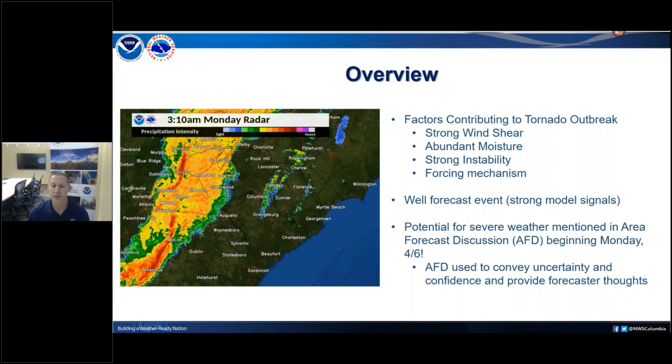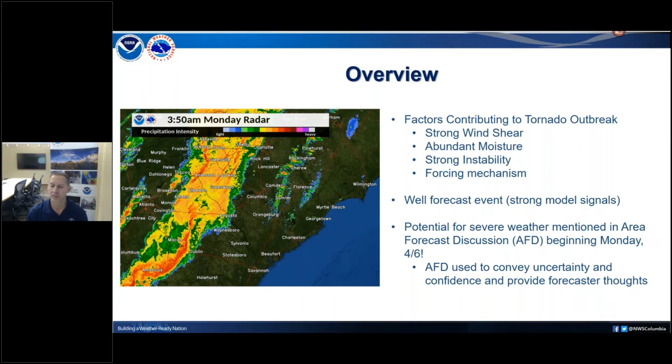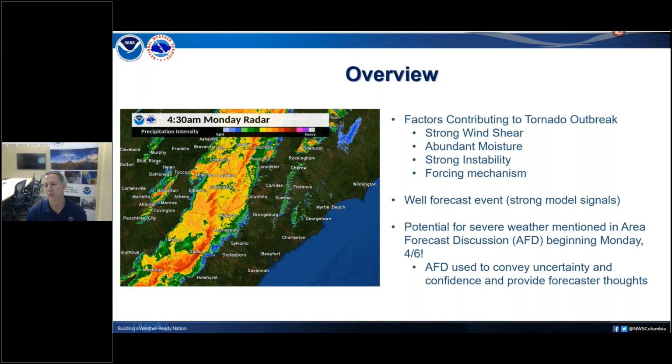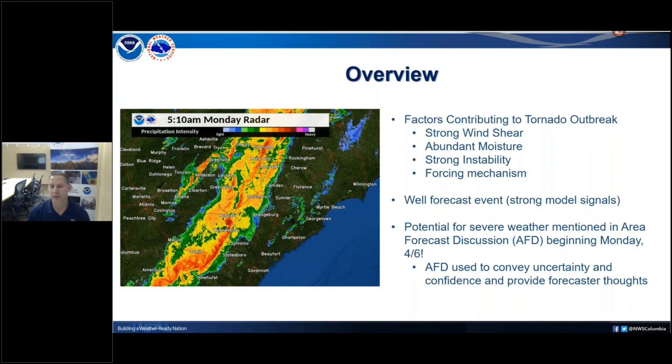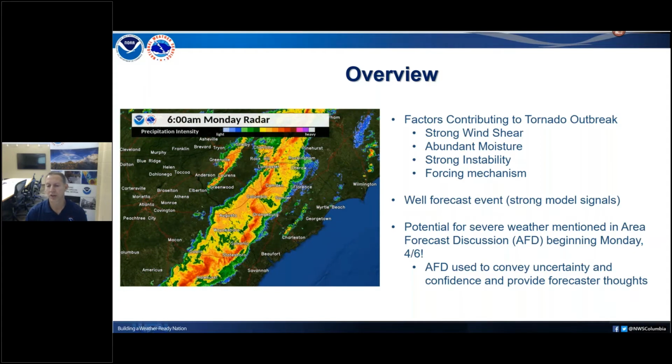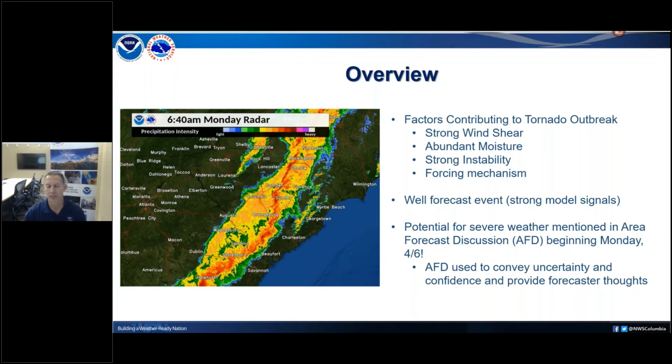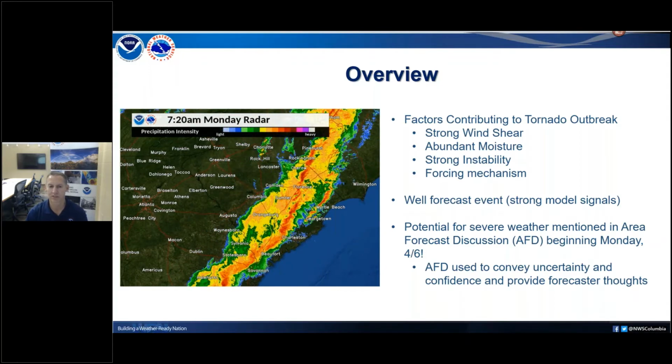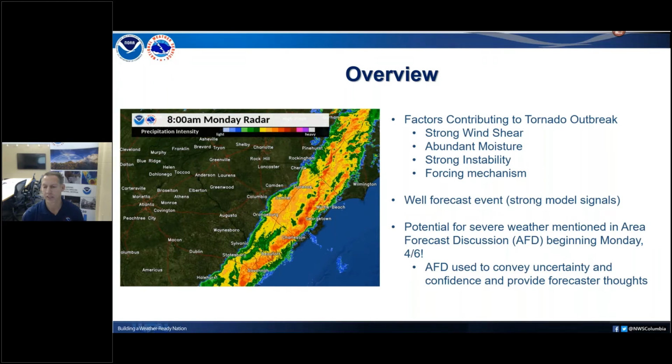For those of you who aren't familiar with our AFD, the area forecast discussion, that's a product that we use where the forecaster can provide their thoughts about the forecast, provide any sort of confidence and uncertainty related to the forecast. So if you're not familiar with that, that's a really good product to look at and get more information.